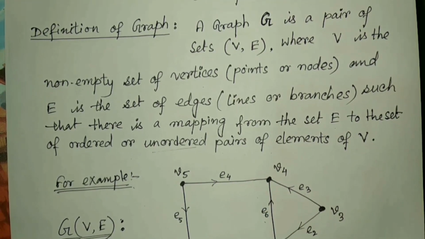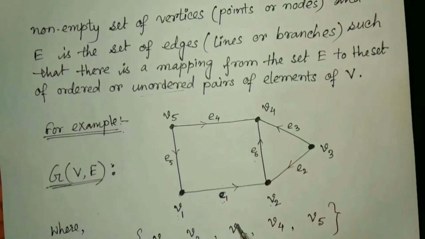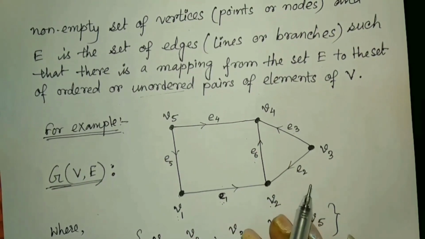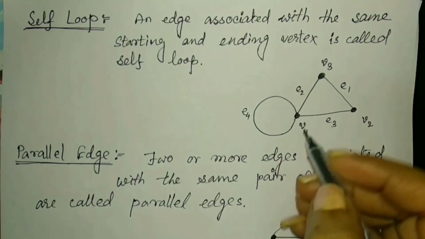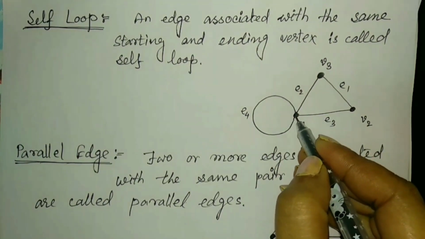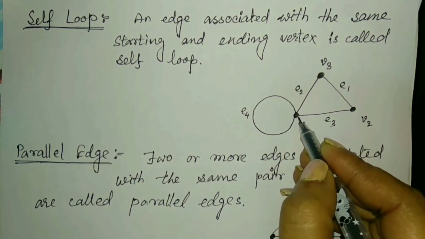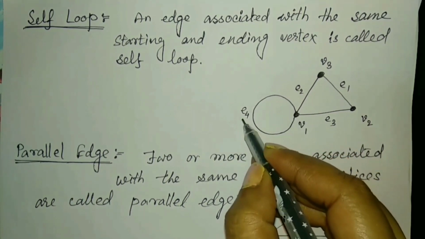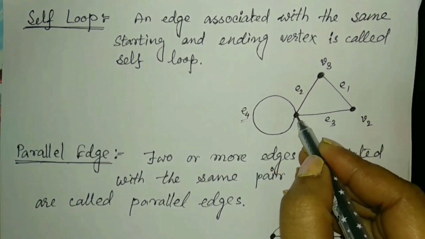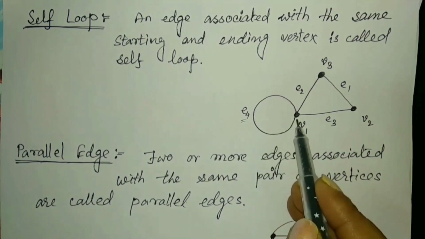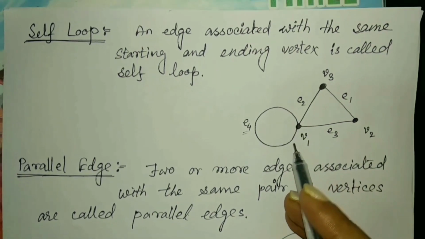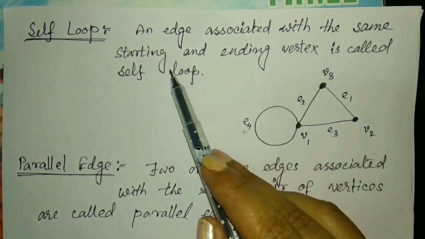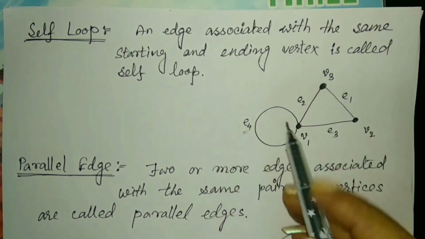There is another graph that is called the mixed graph. In a mixed graph, it may be possible that a few edges have a direction and a few edges have no direction. So according to that, it is a mixed graph. Important: it may be possible that one edge has the same starting and end point. That means E1 is the edge which starts at the vertex V1 and ends at the same vertex V1. Such types of edges create a self loop. So an edge associated with the same starting and ending vertex is called a self loop.